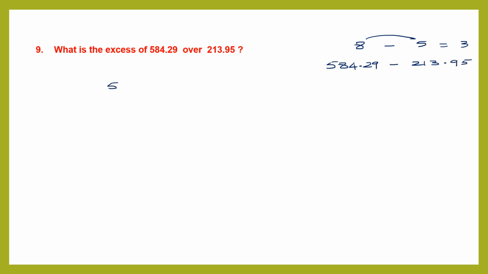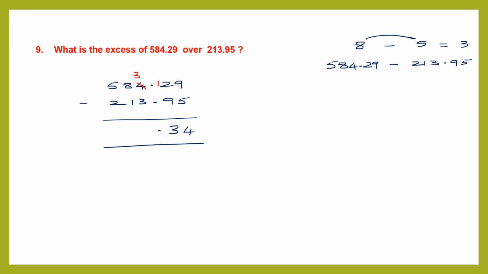So let's do that. 584.29 minus 213.95. So let's subtract these two numbers. So here 9 minus 5 is 4. 2 minus 9 we can't do. We're going to borrow from here. 3. Now 12. 12 minus 9 is 3. Put the point. 3 minus 3 is 0. 8 minus 1 is 7. And 5 minus 2 is 3. So what is our answer? 370.34.